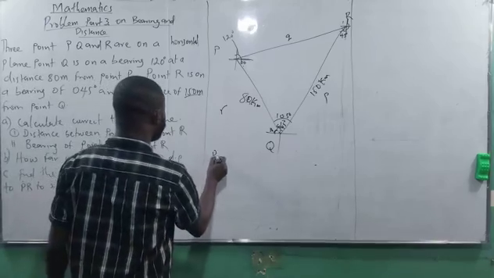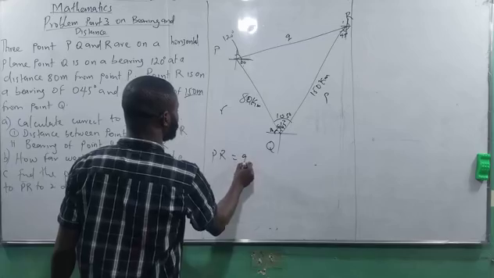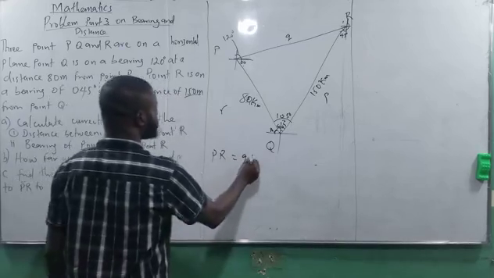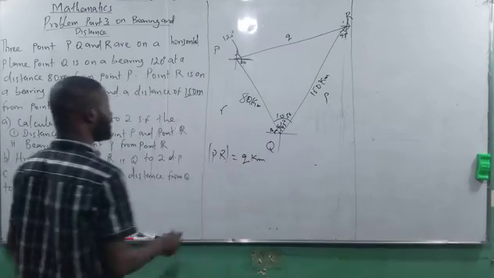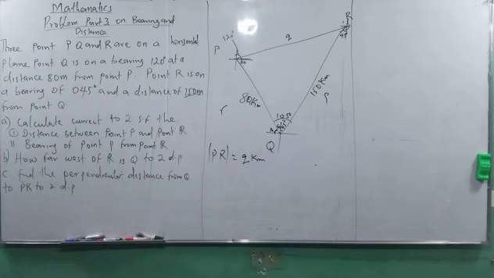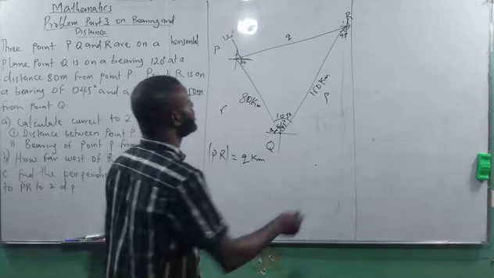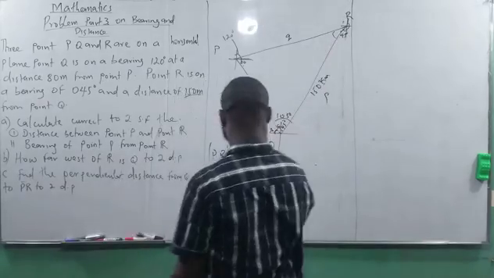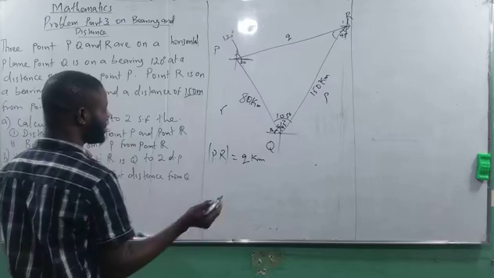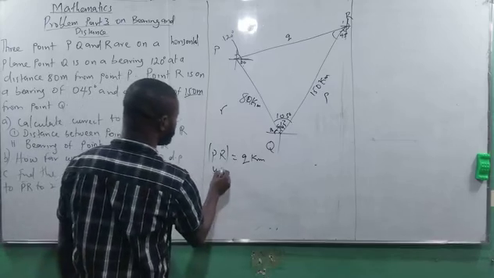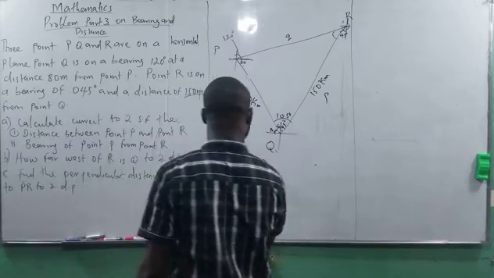It means my PR will be equal to Q. And don't forget, it should be in kilometer. That's what we are to work on. Then the bearing of point P from point R. Now, let me first find the distance. How do I go for distance? I will use the Cosine Rule.